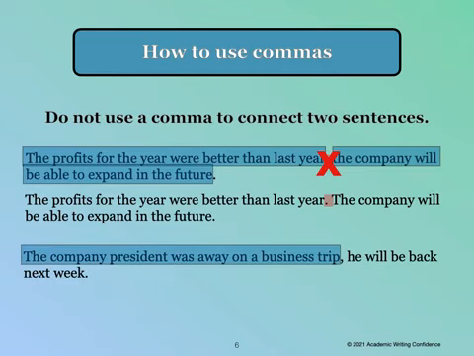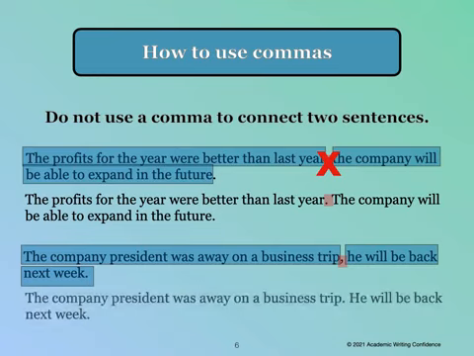We again have two sentences here that have been connected with a comma. This needs to be written in two sentences with a period after the first sentence. Be careful that you don't use the comma in this way in your writing.